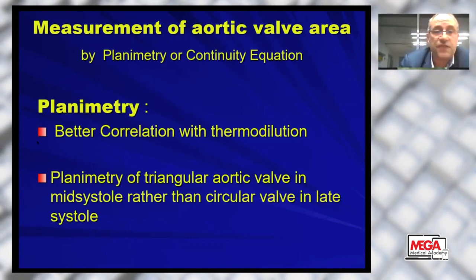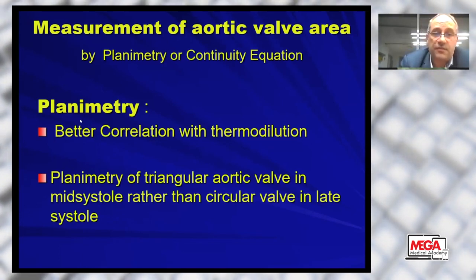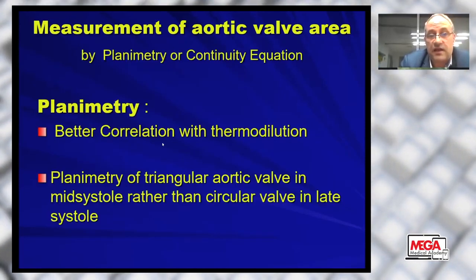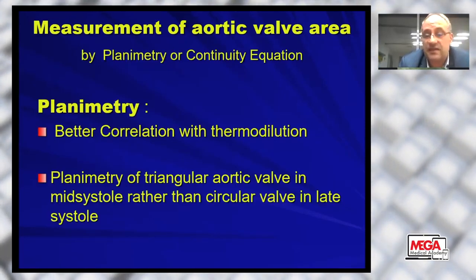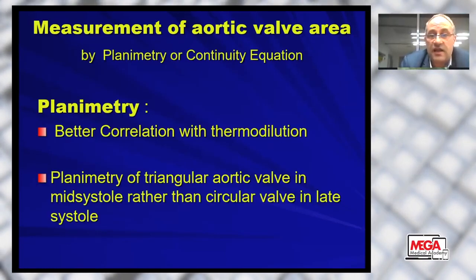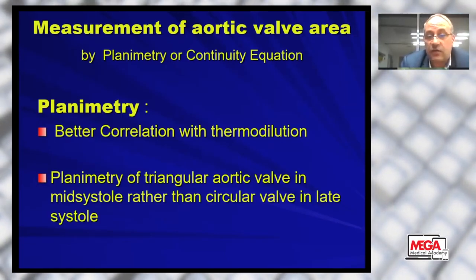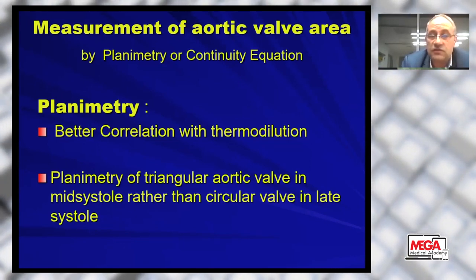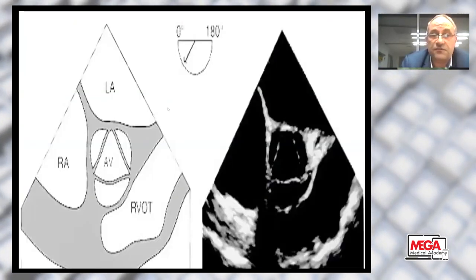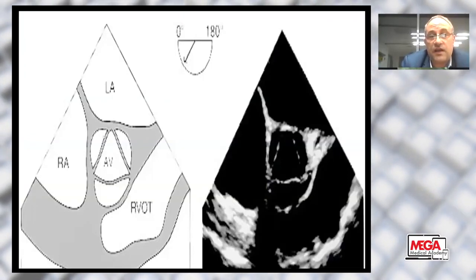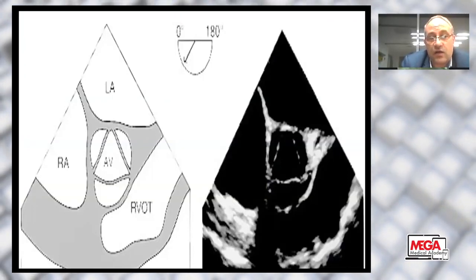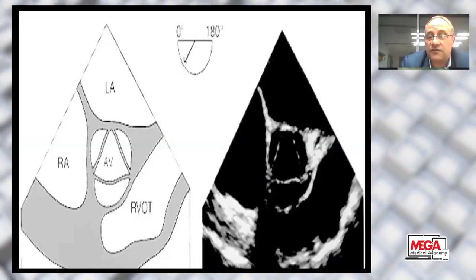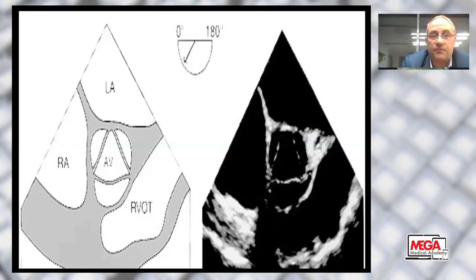Well, I can measure the orifice area by planimetry, which is tracing the borders of the orifice. It was found that tracing the triangular aortic valve in mid-systole, rather than the circular valve in late systole, coincides with thermodilution results. So I get the aortic valve and I trace the opening of this valve while it is triangular, and I will have a surface area of this aortic valve opening.